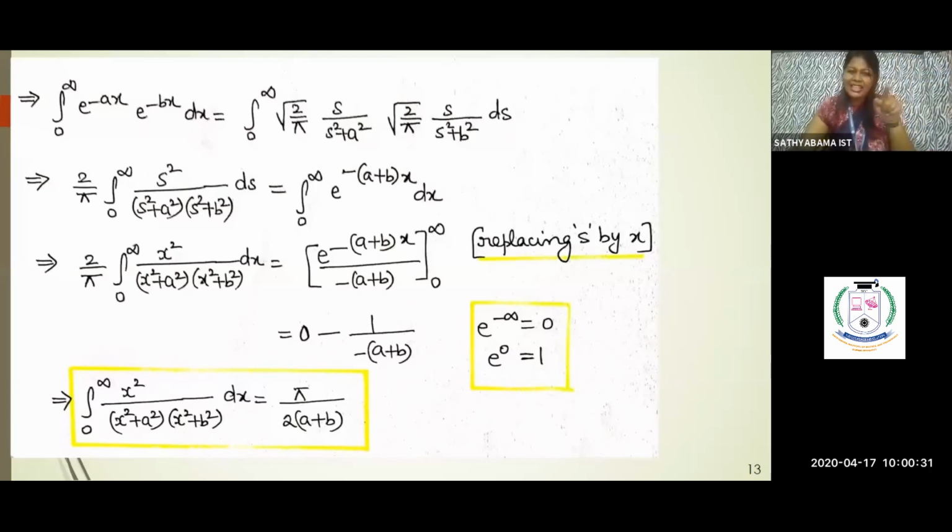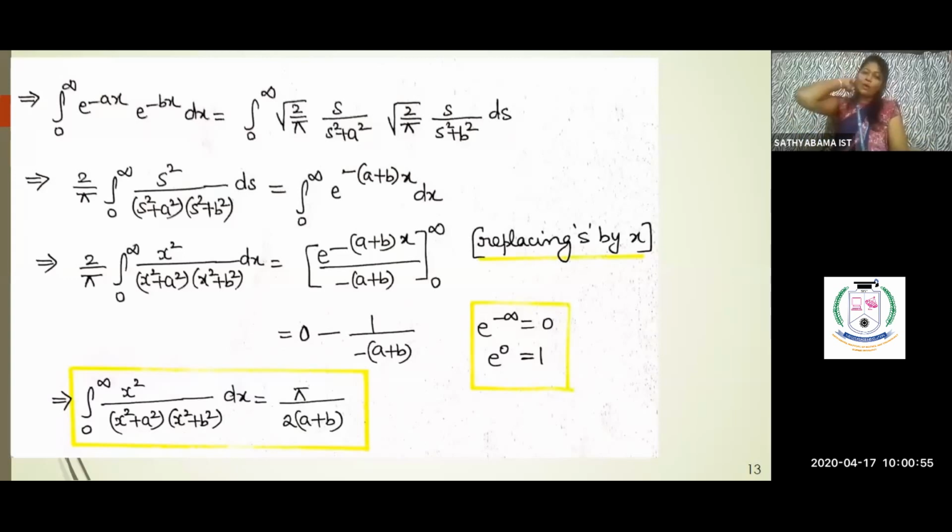Now, what's the left hand side? Actually, I have e power minus ax into e power minus bx. How will I integrate? First, combine the two e's. So what is that? e power minus of (a plus b) into x. See, when you have the same base, what should you do? You should add the powers. So e power minus ax into e power minus bx is e power minus ax minus bx, which can be written as e power minus of (a plus b) into x.